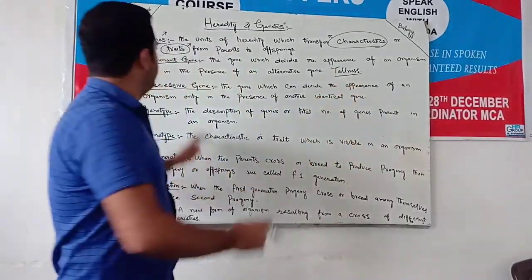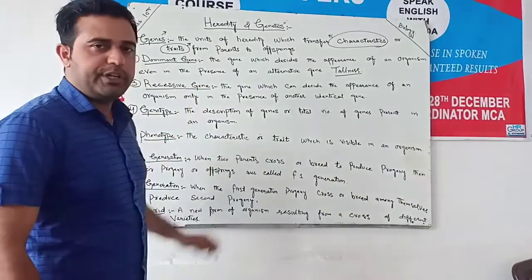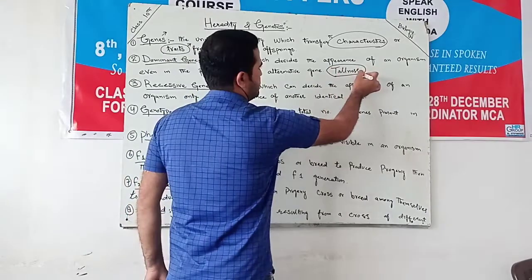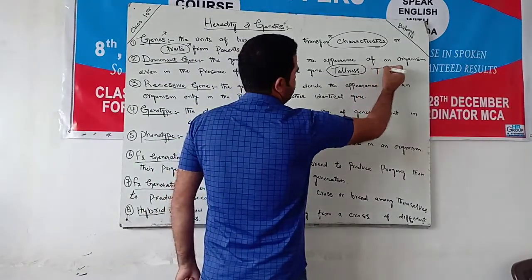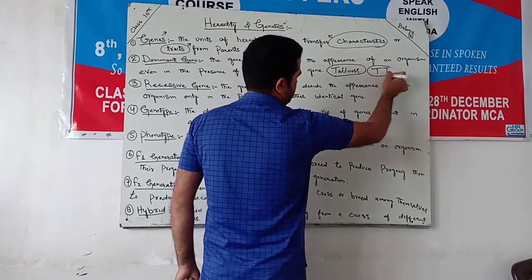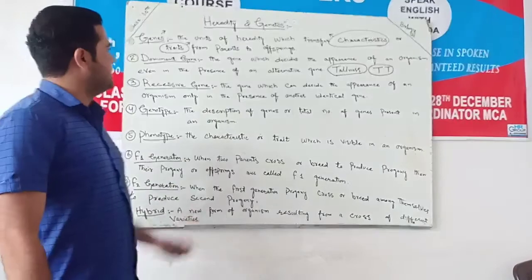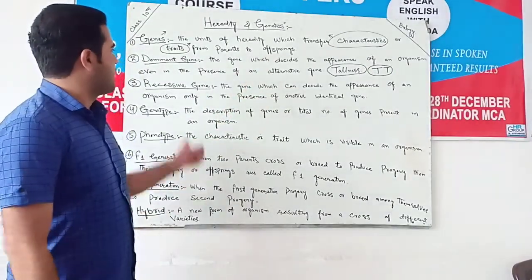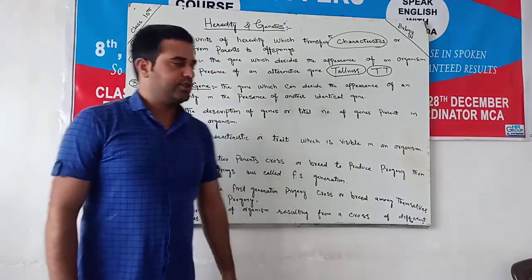And the dominant gene is always denoted in capitals. Suppose the dominant gene for tallness is denoted by capital T. So this is the dominant gene. The dominant gene is the gene which decides the appearance of an organism even in the presence of an alternative gene, that is the opposite gene.